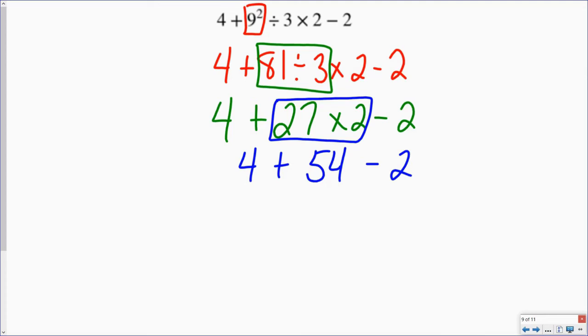So the first thing I have is addition, going left to right. So 4 plus 54 is 58, and then subtract 2. And then to finish it up, 58 minus 2 is 56. So 4 plus 9 squared divided by 3 multiplied by 2 subtract 2 simplified down is 56.